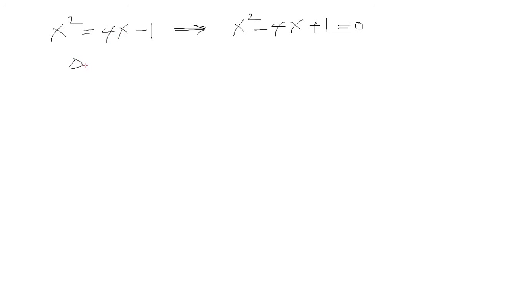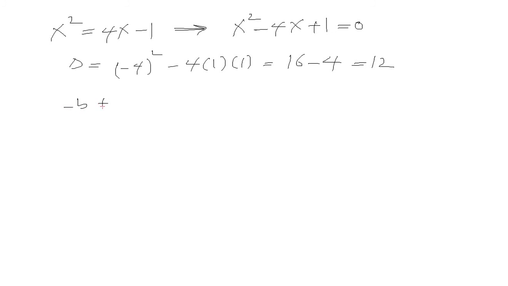Now if I calculate delta, I get negative 4 squared minus 4ac, that is 16 minus 4, which is 12. As soon as I know delta is something positive, I know I have two solutions. But since 12 is not a perfect square, I will have two irrational solutions. Let's see how.